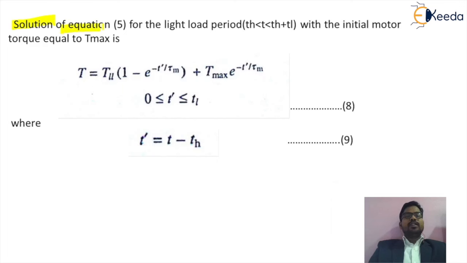So the solution of equation number 5 for the light load period is valid for the value of T greater than Th but less than the addition of the timing for the high load torque and the timing for the light load torque, with the initial motor torque equal to Tmax. Tmax is the value of the maximum torque at that particular position. So we are getting the basic equation number 5.